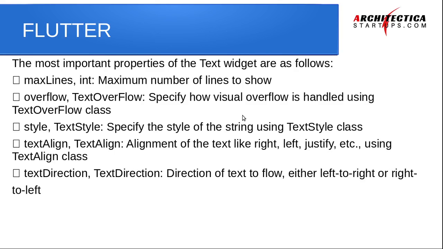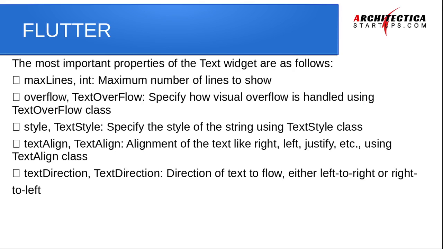Okay. The most important, let's talk about the properties of the text widget. First is max lines. You can give the maximum number of lines a text could carry. If we are adding a very long text, but we need to concentrate that text in a particular number of lines, this does that. It will show the other text with dotted lines.